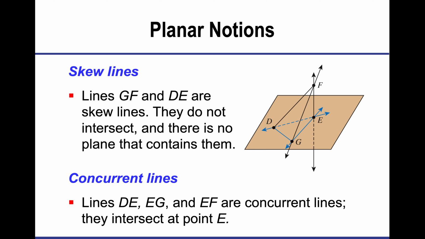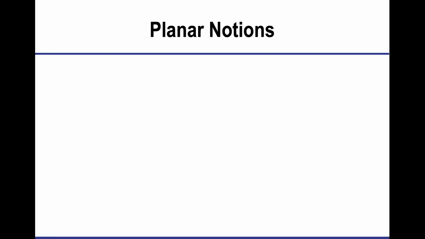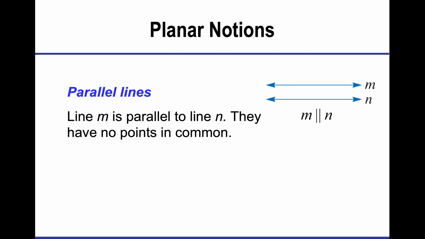So concurrent lines, though, would be lines like DE, EG, and EF because they all have the point E. They all have a common intersection point. So concurrent lines would be lines that go through the same point of intersection. Parallel lines are 2 lines that will never intersect and have no points in common in the same plane.